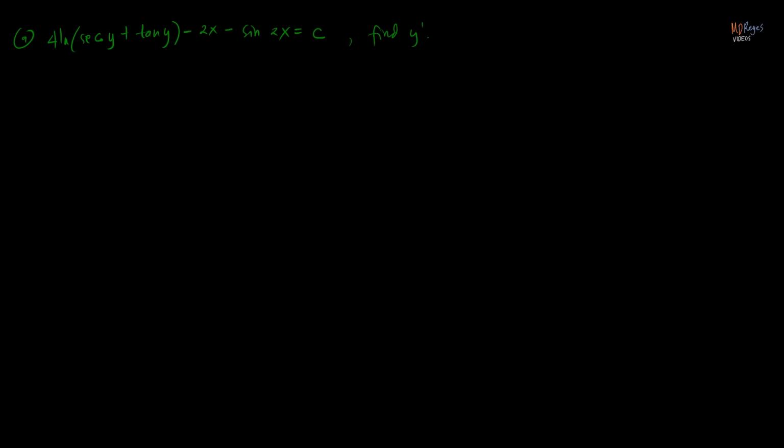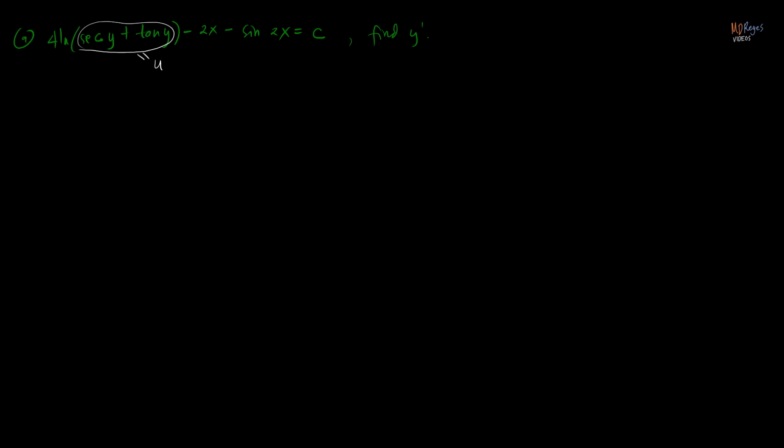Okay, we have 3 terms on the left side. We'll just have to differentiate all the 3 terms on the left side with respect to x. And then on the right side, it's just a constant, so we'll just get the 0 on the right side upon differentiation. Okay, so on the left side, first term, we have 4 ln of secant of y plus tangent of y. So this is in the form ln of u, where u is equal to secant of y plus tangent of y. So don't mind the constant 4, we'll just copy that.